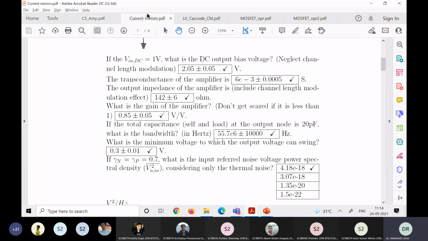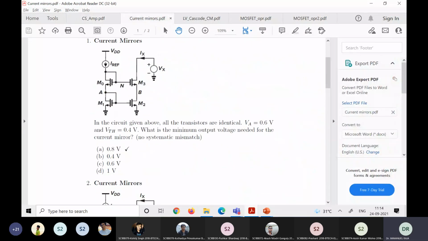Okay, let's move to this current mirror thing. So this is a very simple one. This is the circuit given here. I have given VA, which is the VGS of M1. All the transistors are identical and all of them are carrying the same amount of current, which means that all the VGSs are the same, right? The VGS for all the transistors is 0.6. The threshold voltage for all the transistors is 0.4.